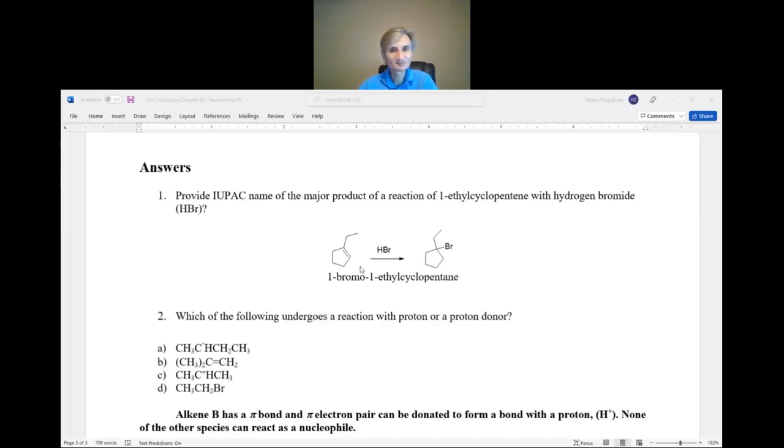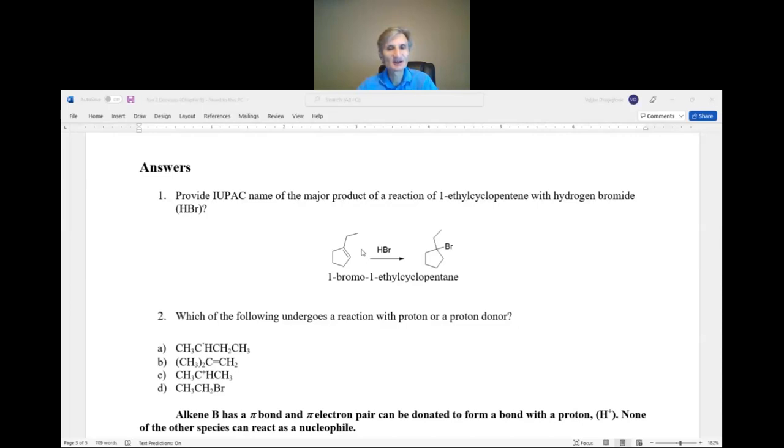So we have here 1-ethyl cyclopentene on the left as reactant, and you can see it has a trisubstituted and a disubstituted carbon. So more substituted and less substituted carbons. So the hydrogen of hydrogen bromide will add to the less substituted carbon because that gives an intermediate more substituted carbocation.